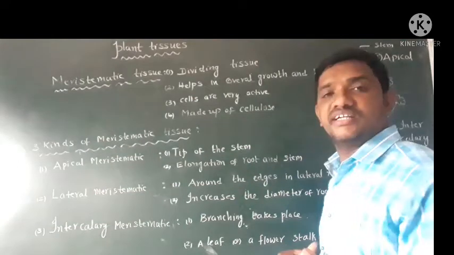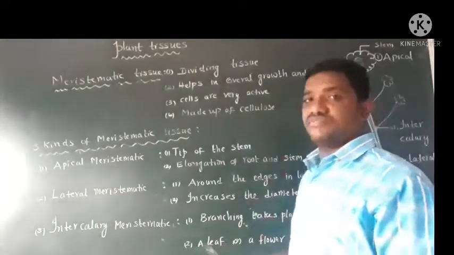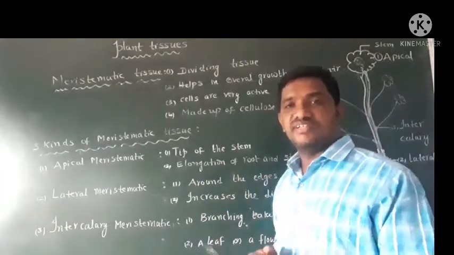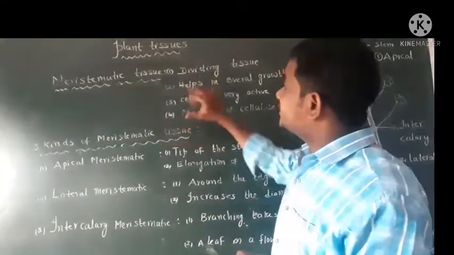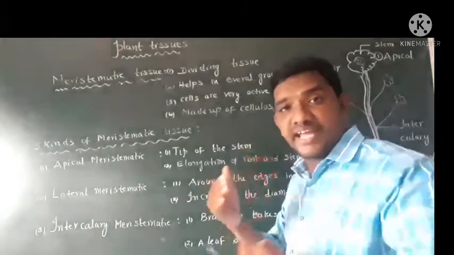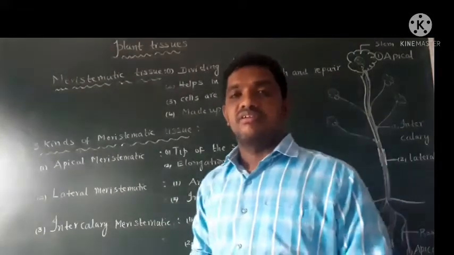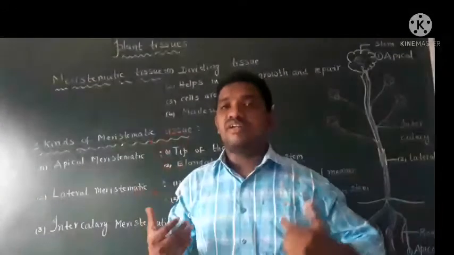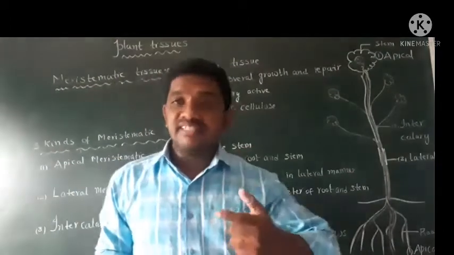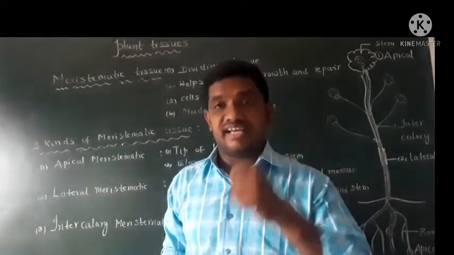What is meristematic tissue? First one, this tissue is continuously dividing throughout its life. That is the first point. Second one, this tissue helps in overall growth and repair. Overall growth of the plant body. And if any tissues are damaged, it will repair them again.